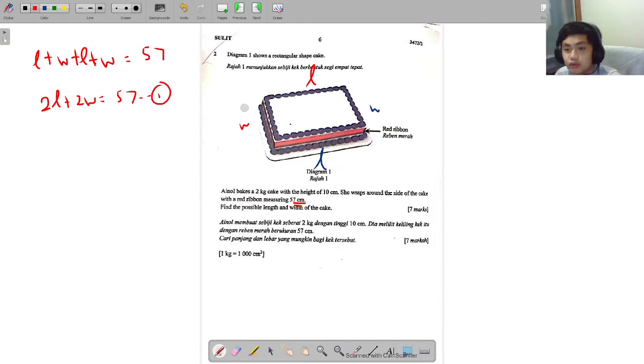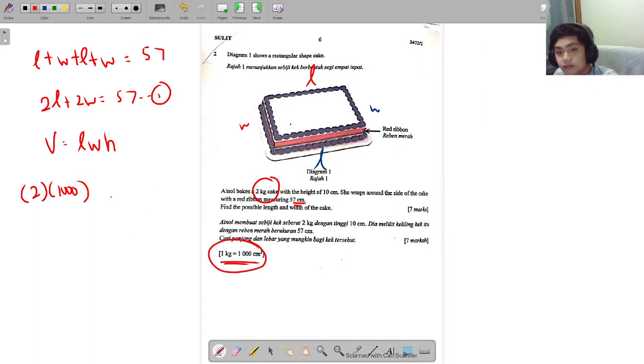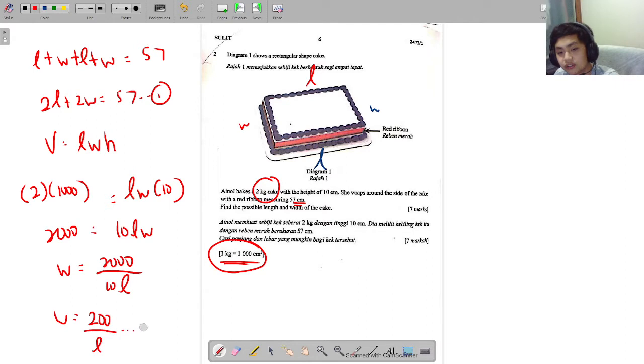So she baked a 2 kg cake with a height of 10 cm, and interestingly enough, they gave us the volume. 1 kg is equal to 1000 cm cubed, so I can actually play with the volume. So volume equals length times width times height. The volume of the cake is basically 2 times 1000 because it's 2 kg and they gave us 1 kg as 1000. The length and W we don't know. Height we know it's 10. So it's 2000 equals 10 LW. I'm just going to make W the subject here. So W equals 2000 over 10L. So W equals 200 over L. I'm just going to call this equation 2.